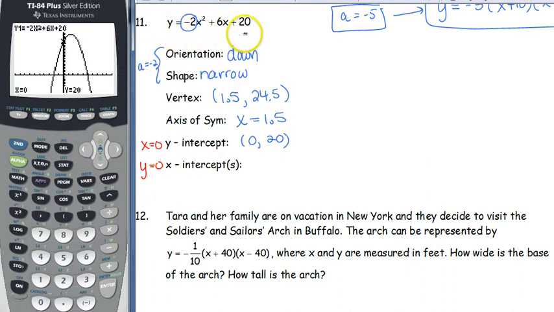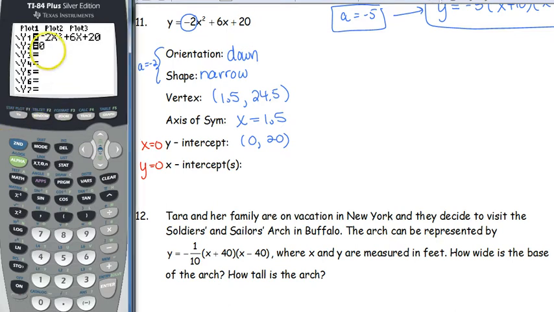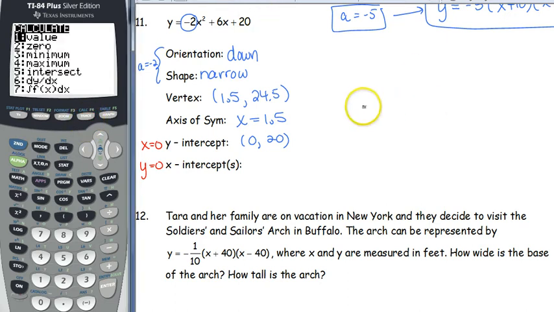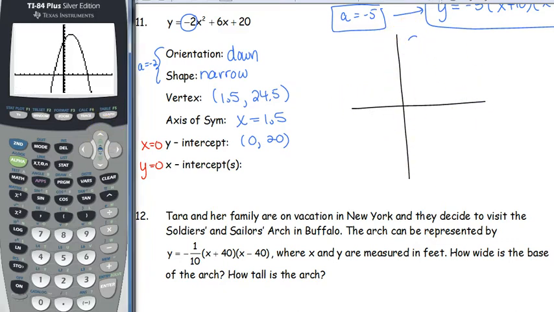I could try to see if this factors. Sometimes it factors into integers and we're good, and sometimes it doesn't. That's why we have the y1 equals the equation and y2 equals 0. So we go to second trace. We want to find the intersection point between our graph and our horizontal line. So if we sketch our graph here real quick, let's go ahead and look at it.